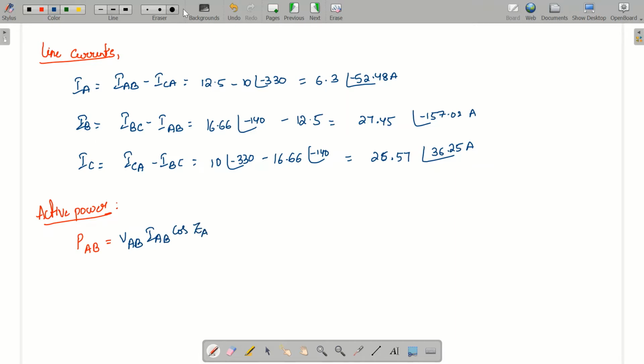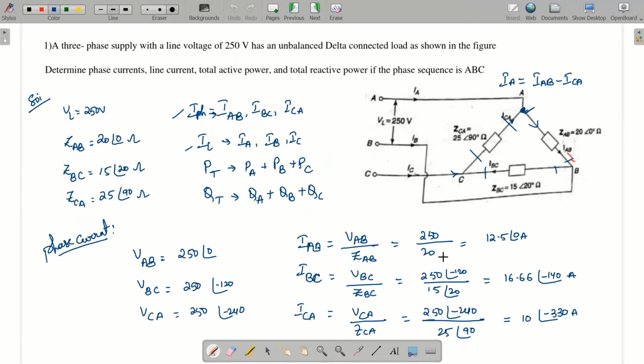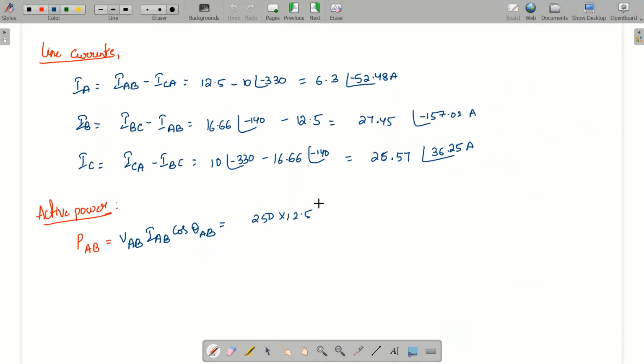250 into 12.5. Here 250 is the phase voltage, 12.5 is the phase current, into cos of the angle between these two vectors, which is 0. Cos 0 is 1, so you will get 3.13 kilowatt.